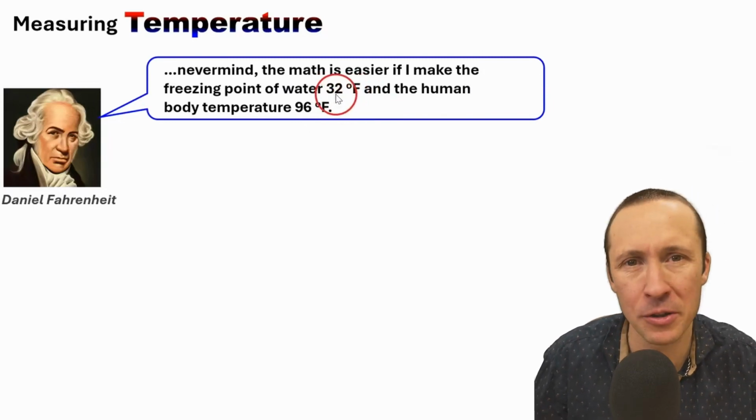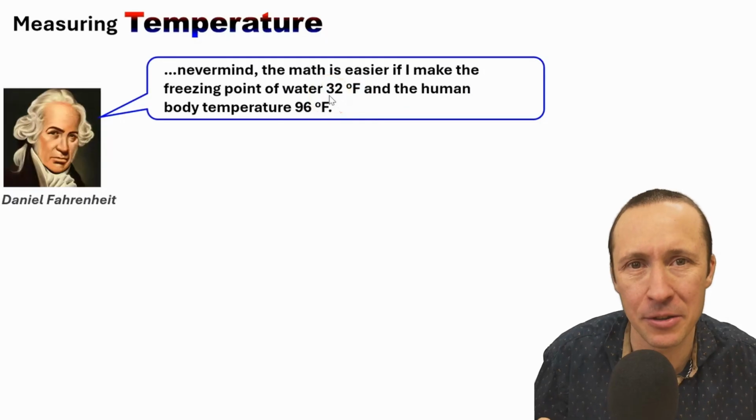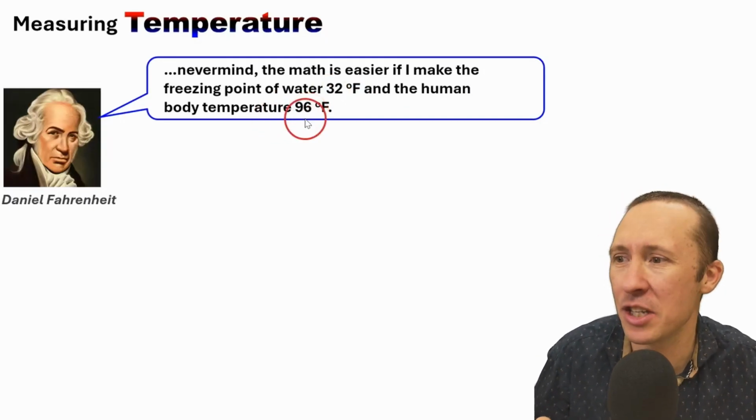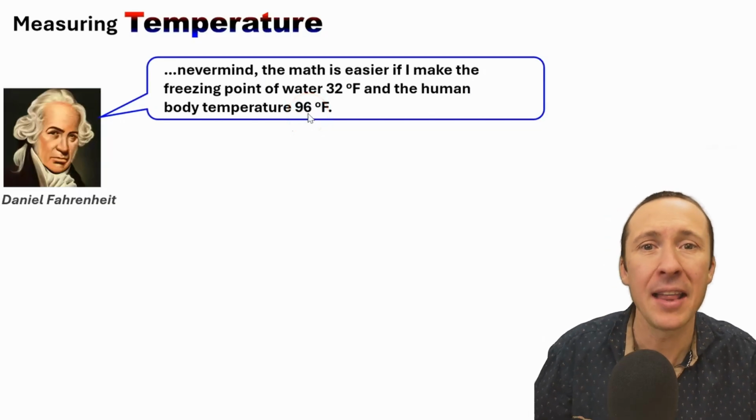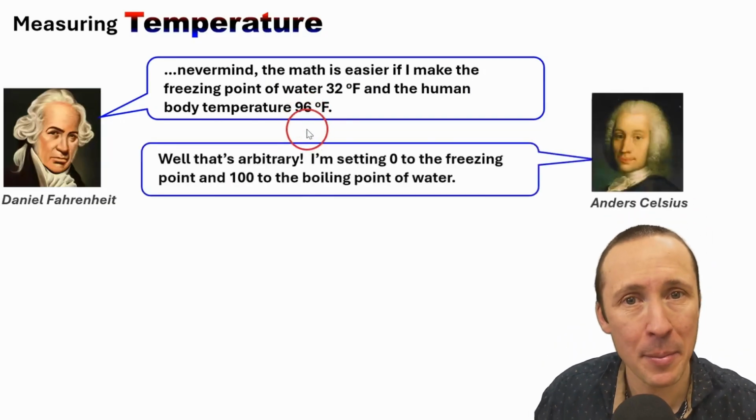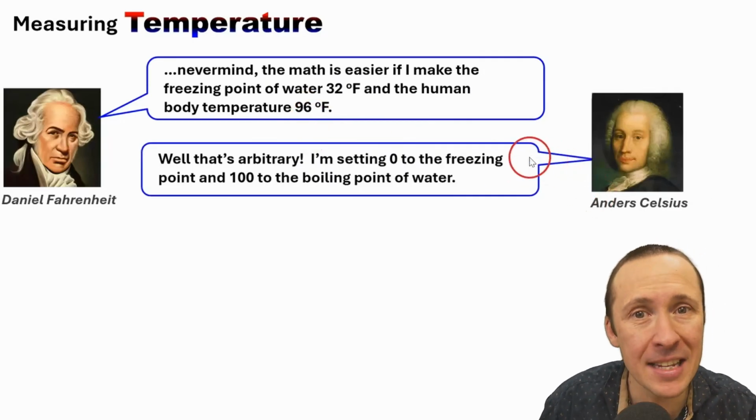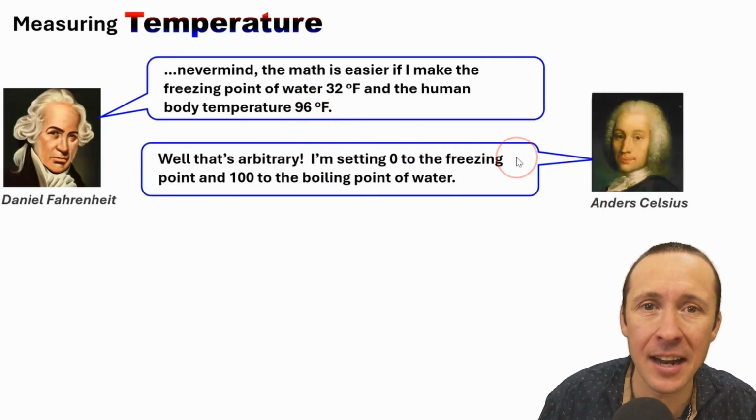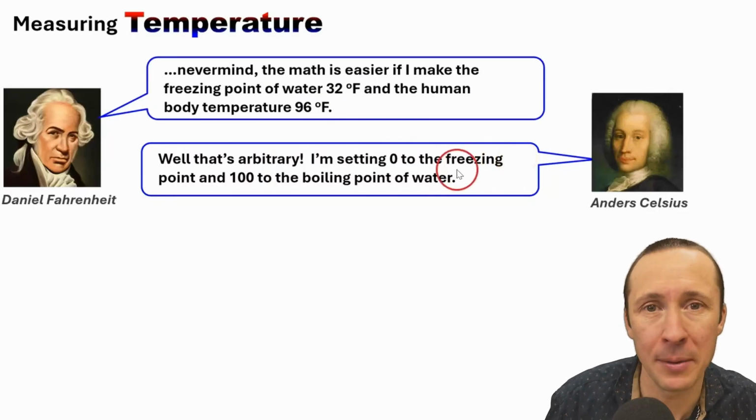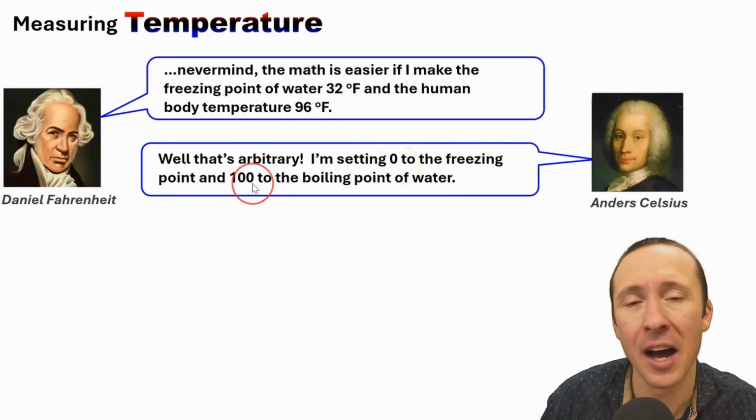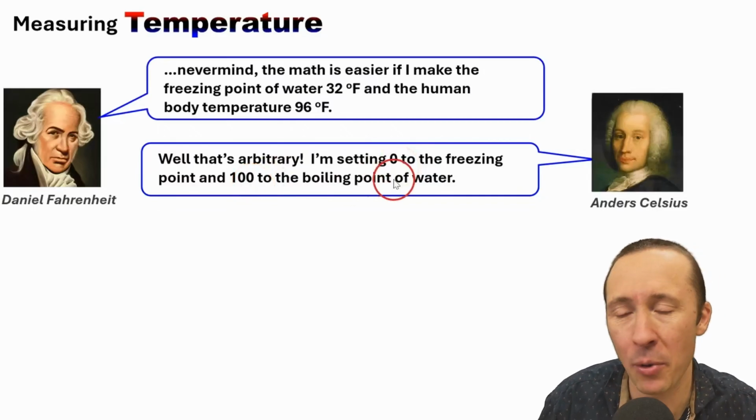It was pretty close to 32, but he just set it to 32 for easy math, and 96 degrees Fahrenheit as the human body temperature. Then about 18 years later, in 1742, Anders Celsius came out with his famous scale and tied it to the freezing and boiling points of water. So 0 degrees Celsius is the freezing point of water, 100 degrees Celsius is the boiling point of water.